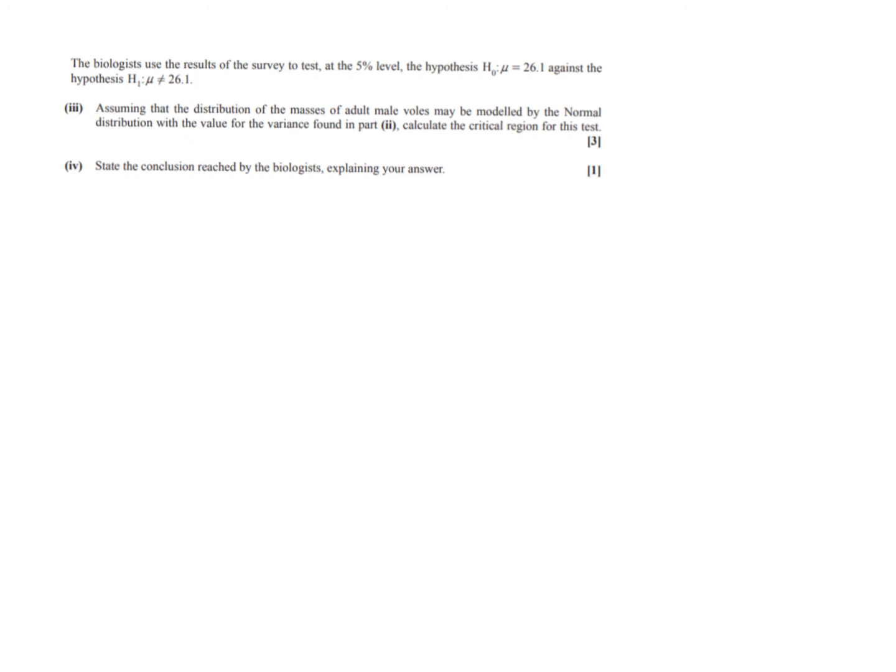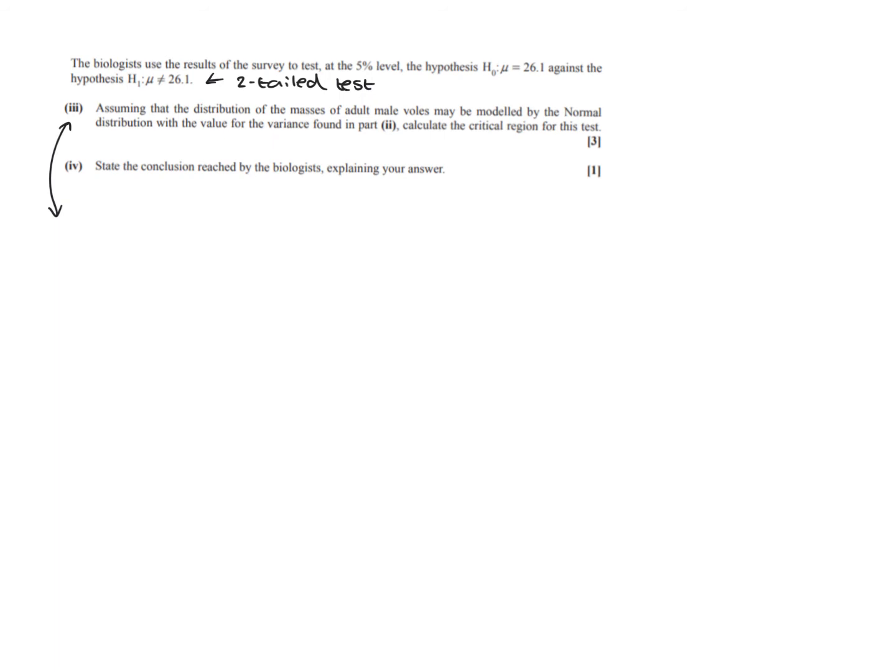So the biologists used the results of the survey to test at the 5% level the hypothesis H0, which is mu equals 26.1, versus the hypothesis H1, mu is not equal to 26.1. So they are running a two-tailed test to test if there is a difference in the average mass of the voles. So, part 3.